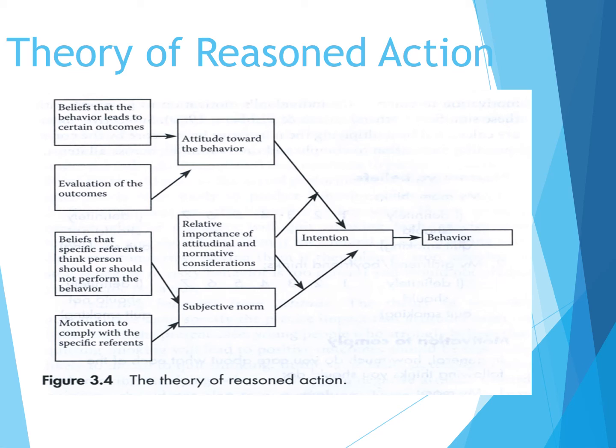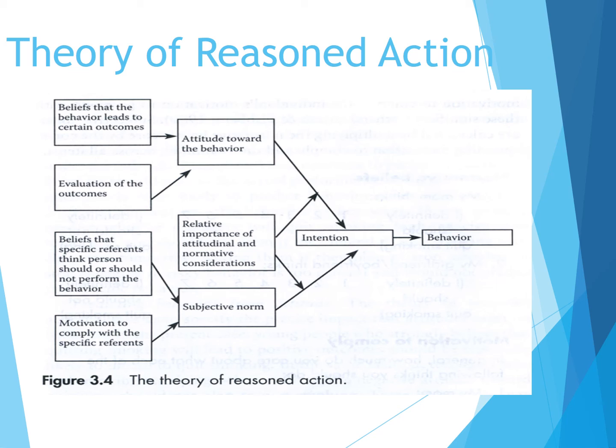Another thing that this theory contributes is this idea of specific references, or these are people that we care about, and whether they think that the behavior should be performed or not. And then, of course, our motivation to comply with the specific reference that we're influenced by. These things tend to shape subjective norms, and the attitude towards the behavior, the importance of the attitude and normative considerations, and the subjective norms will shape the intention that somebody has, and of course that will shape behavior.